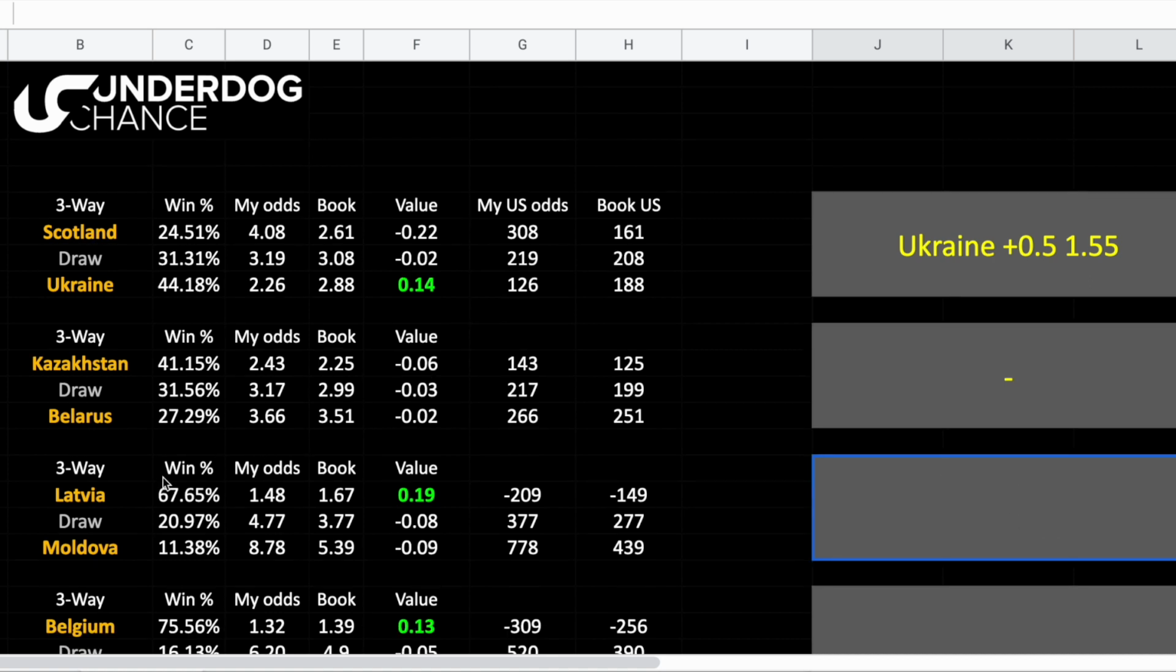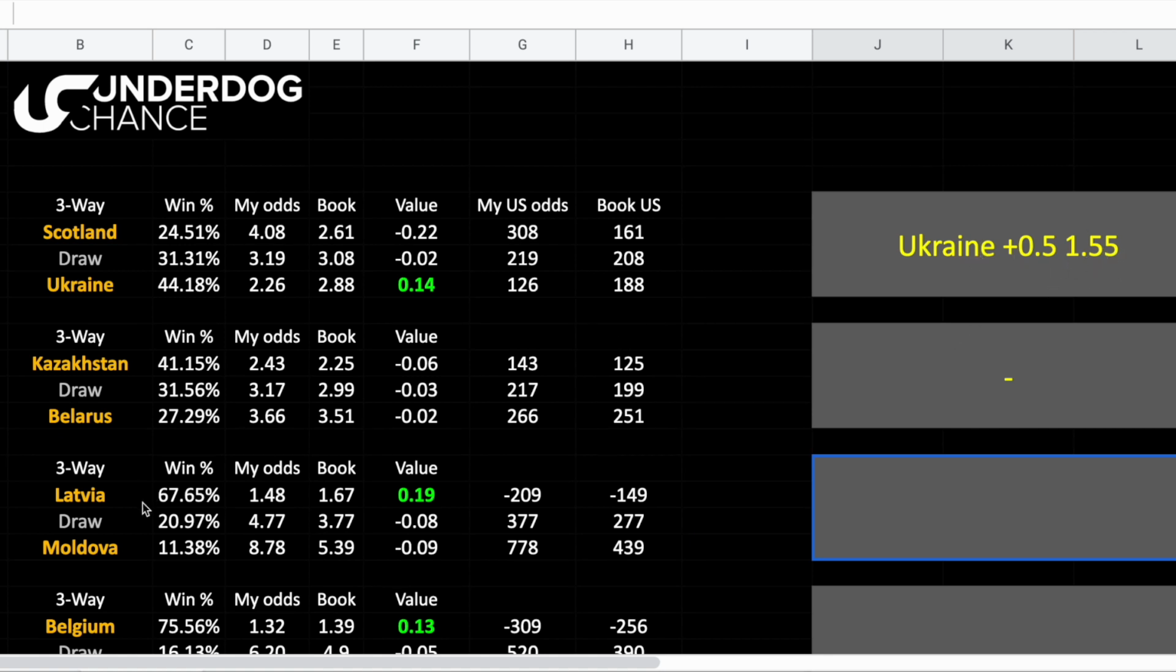Then we have Latvia, Moldova. So for the first day, tomorrow, this is the best bet, because we have only one game, and I said that I will pick one good bet each day. So Ukraine plus 0.5 at 1.55 would be the safest or best value bet. You can also try draw no bet with Ukraine, but if you like to play safer, you can go with plus 0.5 at 1.55. Those are the odds.